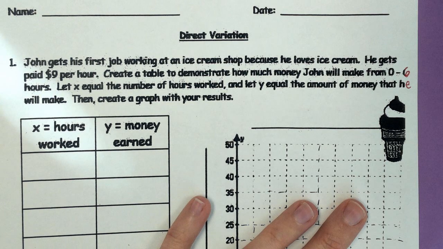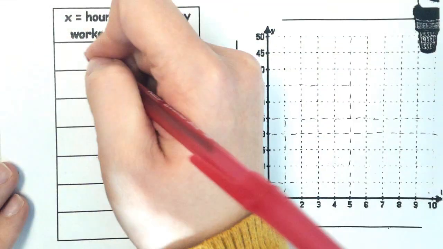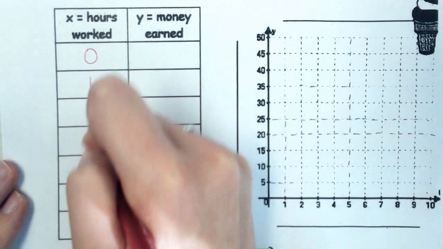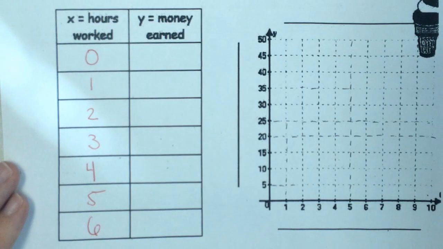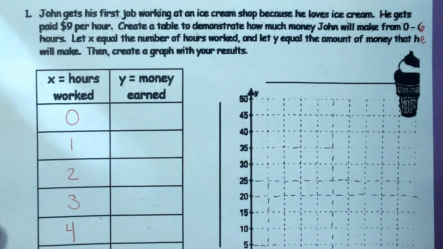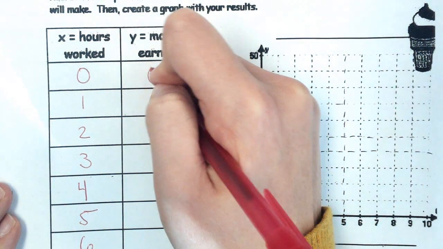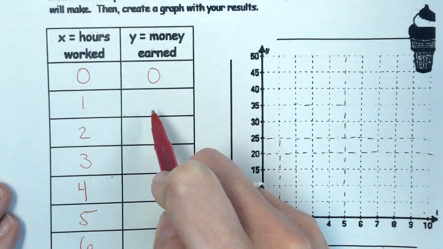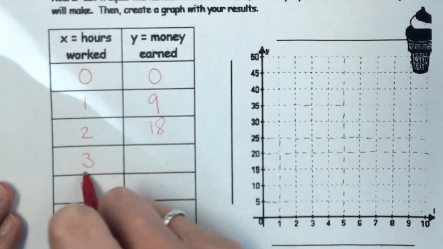Very good. So it asked us to create a table for what set of hours? 0 to 6. Okay, so let's go our hours. 0 to 6. So 0, 1, 2, 3, 4, 5, 6. What did it say about money earned? Kylie. $9 per hour. So guys, if he works 0 hours, how much money does he make? $0. If he works 1 hour, how much money? 9. 2 hours? 18. 3 hours?